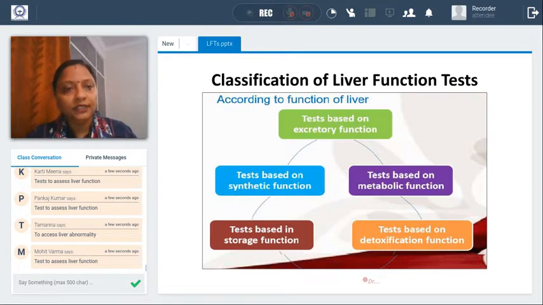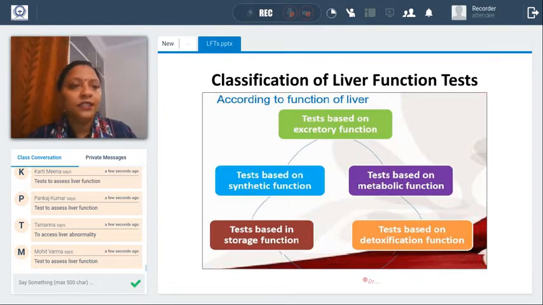Classification of liver function tests. It is very versatile. According to the function of the liver, you can enlist it: tests based on excretory function, tests based on synthetic function, tests based on metabolic function, tests based on storage function, and tests based on detoxification or metabolism of xenobiotics.